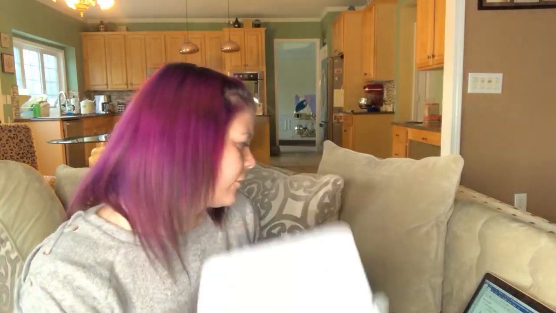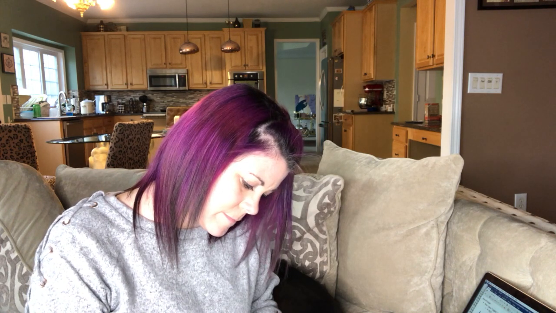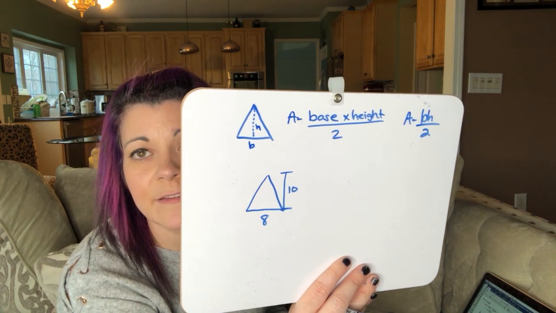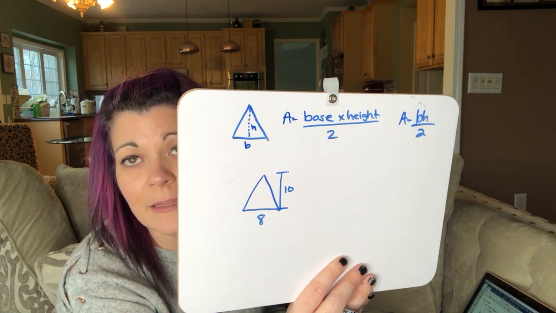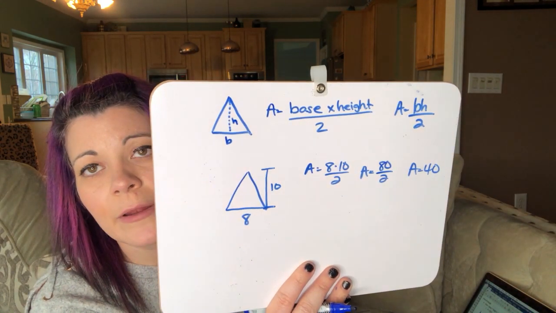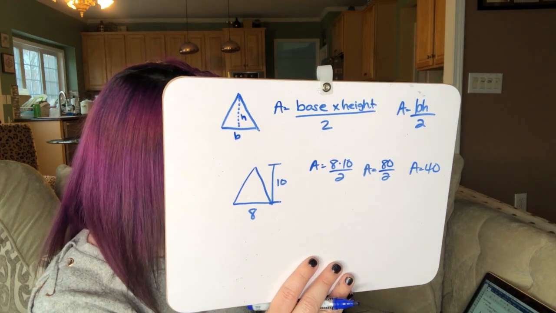So for example, let's do this. In this triangle, it says the base is 8 and the height is 10. So you do base times height and divide it by 2. So 8 times 10, all divided by 2. So the area is equal to 80 divided by 2. So area is equal to 40. There you go. So base times height divided by 2, area is equal to 40. You just do base times height divided by 2.